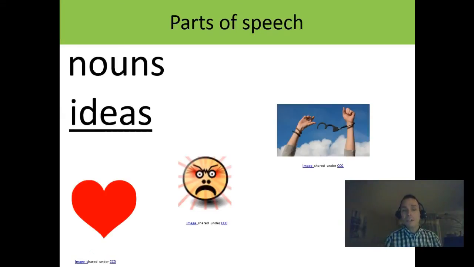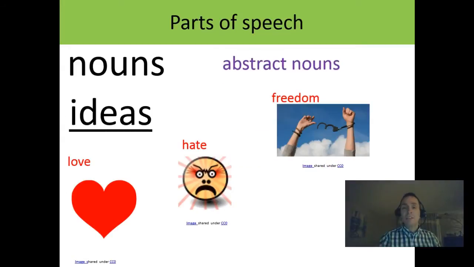Now, we've got another type of noun called ideas. For example, love. Can we see love? Can we touch it? Can we feel it with our hands? No, we cannot. And the same thing is true for hate and freedom. So these are what we call nouns of ideas. And another name for these is abstract nouns. We cannot see them, we cannot touch them, we cannot feel them. We cannot feel them with our hands, I mean.